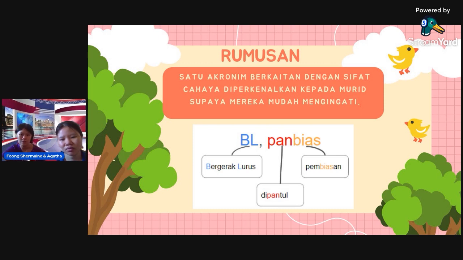BL stands for bergerak lurus, which is light moving in a straight line in English. Pan is dipantulkan, which is reflect in English. Light can be reflected. And bias is pembiasan, which is refract. Light can be refracted.